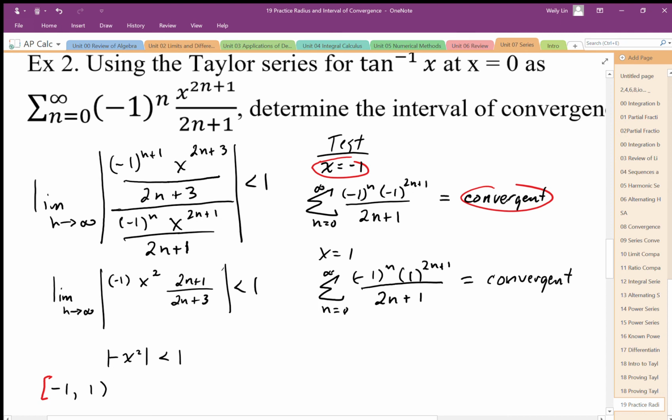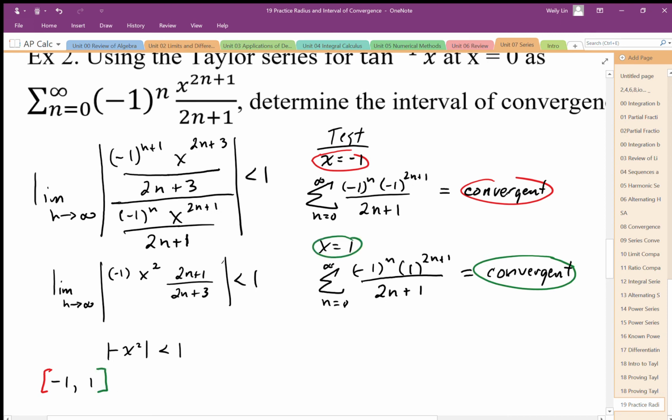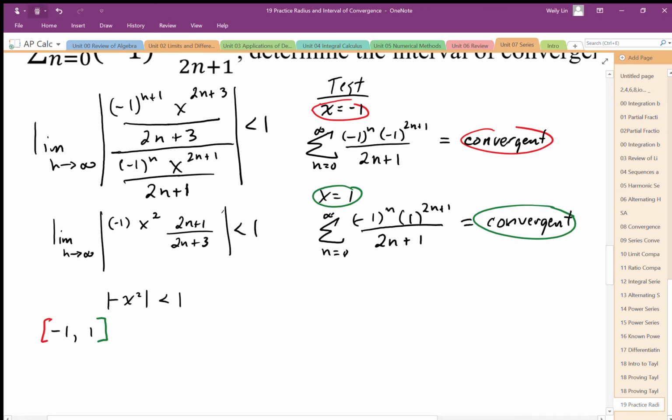Okay, so it's convergent. So on the right-hand side being convergent, we can then change the right-hand endpoint to equal 1. Okay, so this is now my interval of convergence.